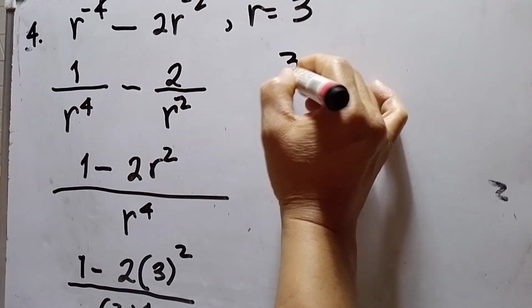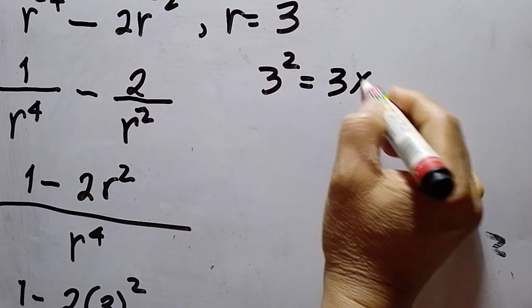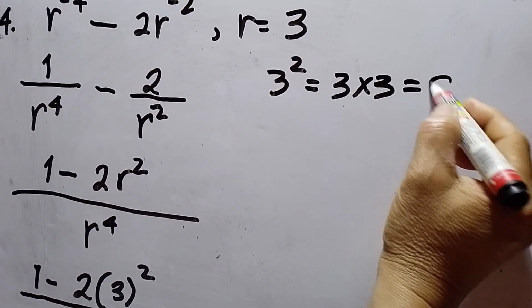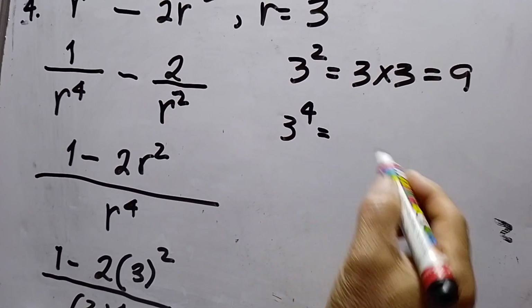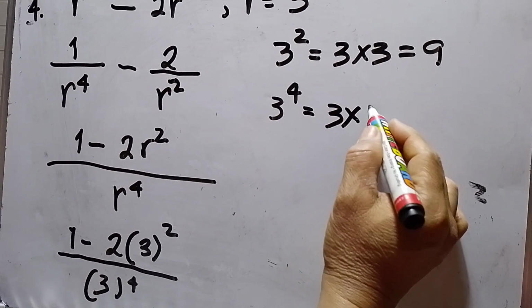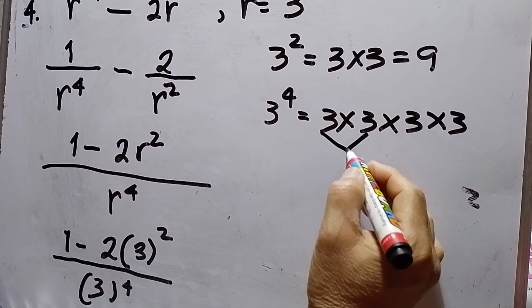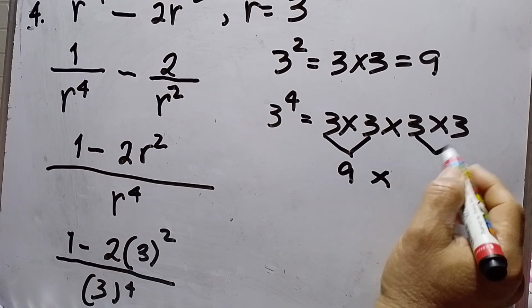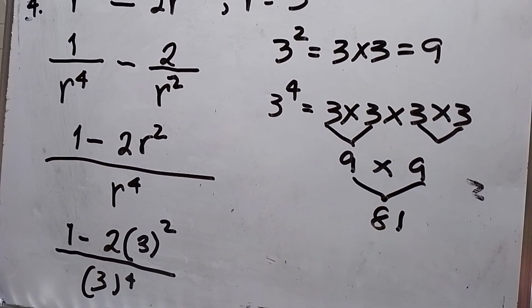By the way, what is 3 raised to the second power? Meaning you have to multiply itself 2 times. So this will be equal to 9. How about 3 to the 4th power? Multiply itself 4 times. 3 times 3 times 3 times 3. Okay. This will be 9 times 9. And we know that 9 times 9 is 81.